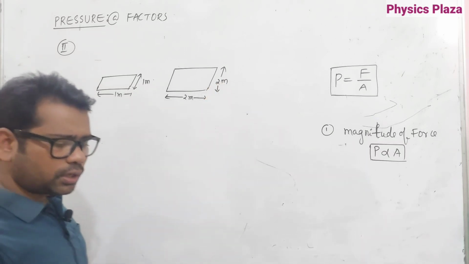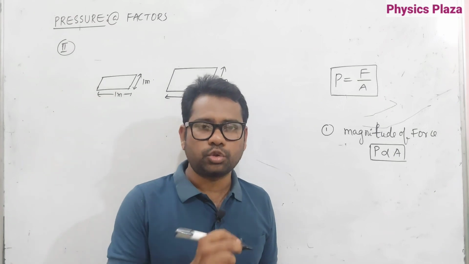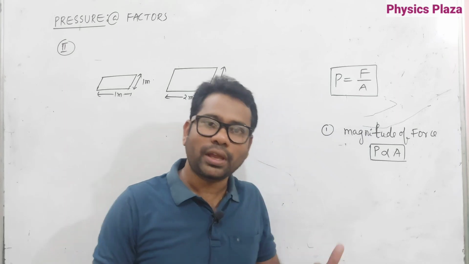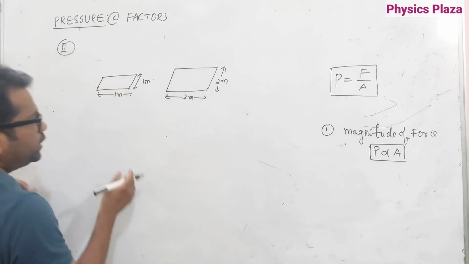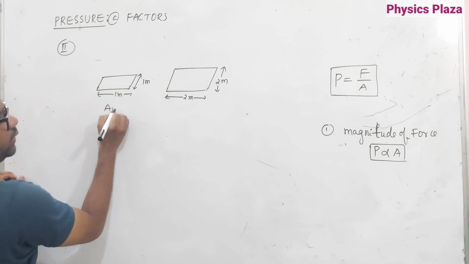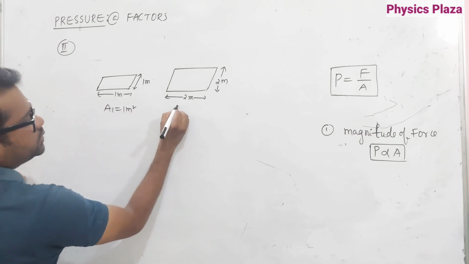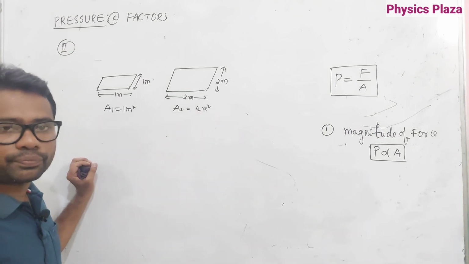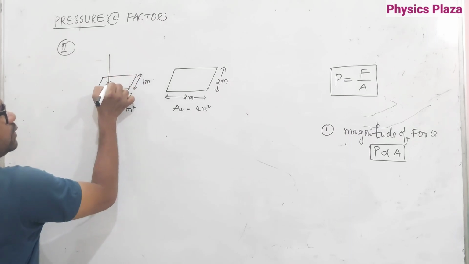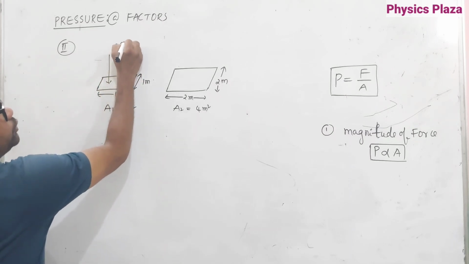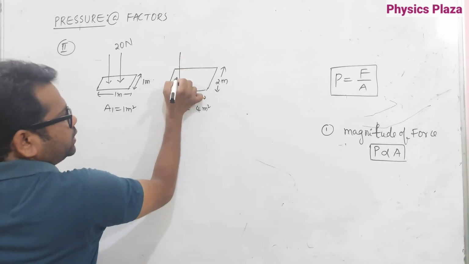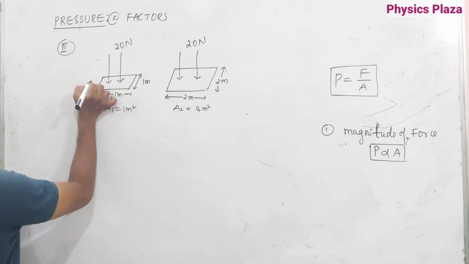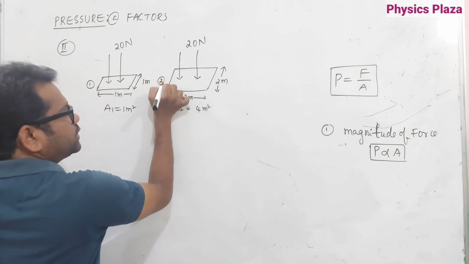It is not that you should always take 1 by 1, 2 by 2, 3 by 3. You can take 2 by 3, 3 by 4, 3 by 7, 3 by 11. It's our wish. You can take any area, and we can calculate the pressure. So here, let us say the surface area is 1 meter square. Here the surface area is 4 meters square. Now children, here let us say 20 Newton thrust is acting, and here also 20 Newton thrust is acting.